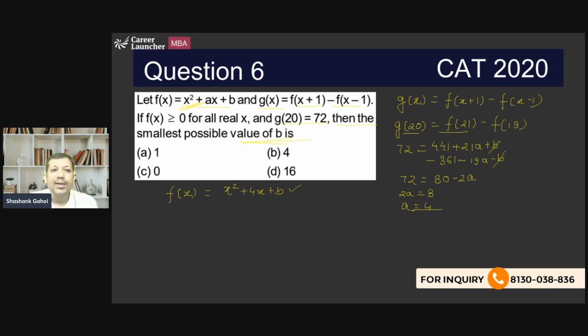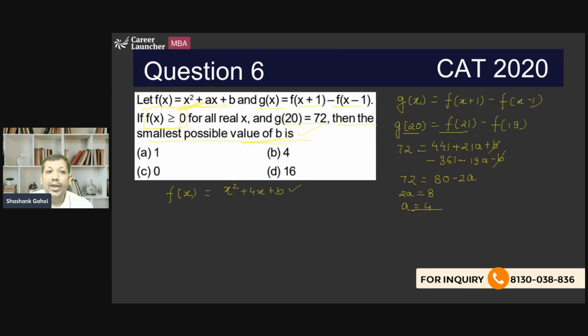The question is saying then the smallest possible value of b. The question is talking about the smallest possible value of b. So from this I can conclude there are going to be multiple values of b, and among those the question is talking about the smallest possible value of b. Now, is there any information that I have not made use of? So basically, there is this statement f(x) is greater than or equal to 0. We have not used this statement at all.